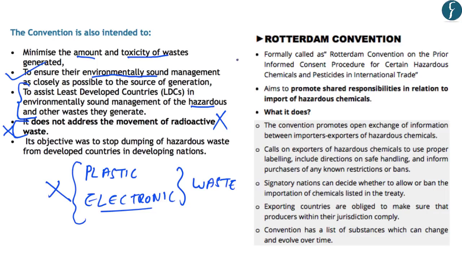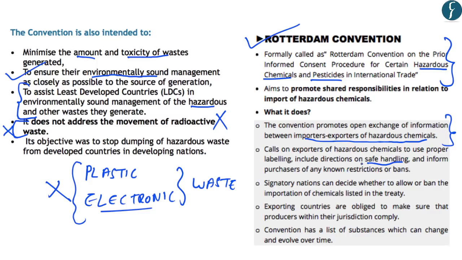Now a related or similar convention is the Rotterdam Convention. However, this convention deals with the movement of hazardous chemicals and pesticides, and it does not deal with the waste. So it deals with the movement and management of hazardous chemicals and the pesticides. It aims to promote open exchange of information between the importers and exporters of hazardous chemicals. It provides various norms for safe handling of hazardous chemical exports. So you should note that the Rotterdam Convention does not deal with the waste.